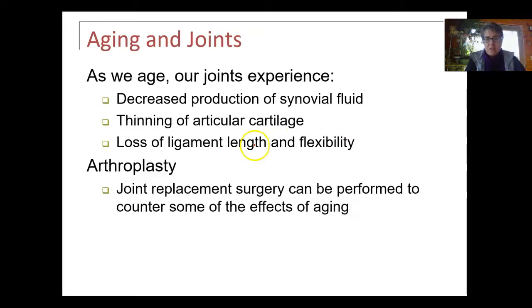As we age, articular cartilage wears thin. Our ligament length and flexibility tighten up, so it's all about keeping them loose. And we have a decreased production of synovial fluid for shock absorption.